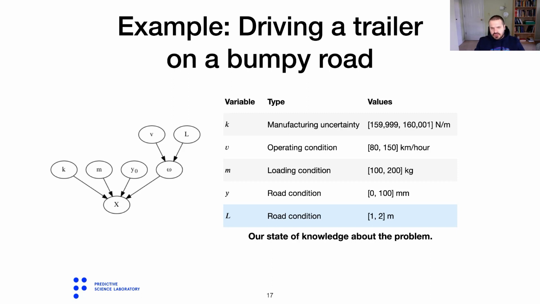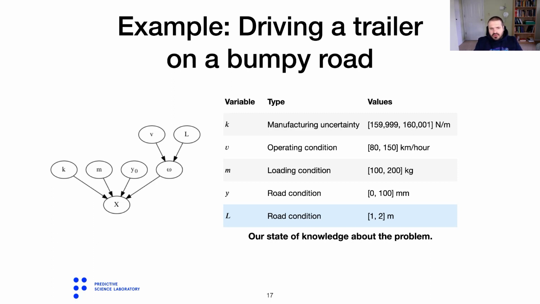Now, about the road condition, the amplitude of the roughness, I have picked it to be anywhere between 0 and 100 millimeters, and the wavelength of the road roughness, I pick it to be anywhere between 1 and 2 meters. Of course, this is completely arbitrary right now. If you had a real problem, you would have to think a little bit more deeply about these choices, and they will have to accurately represent what you know about each one of these variables.